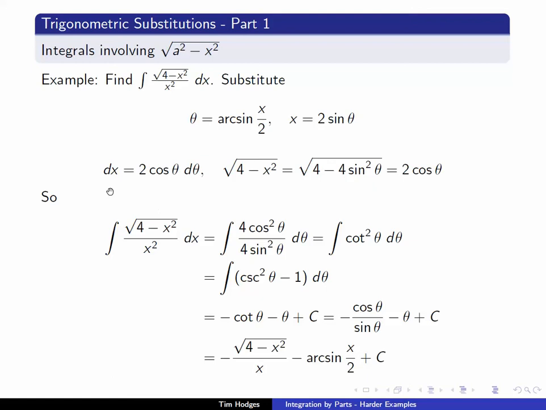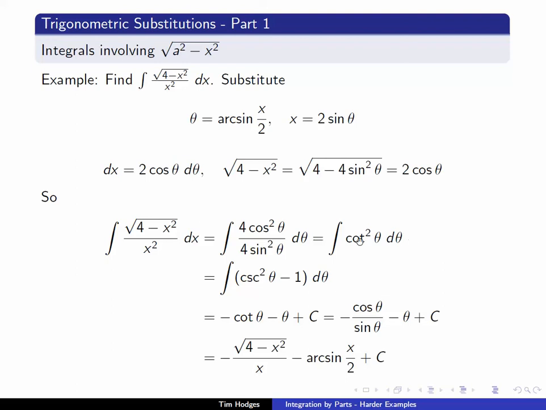So the integral is what? Well, the dx becomes 2 cosine theta d theta. The radical becomes 2 cosine theta. So those two things combined give us a 4 cosine squared theta d theta. And on the bottom, we have an x squared, which is 4 sine squared theta. So this whole thing becomes cotangent squared theta.